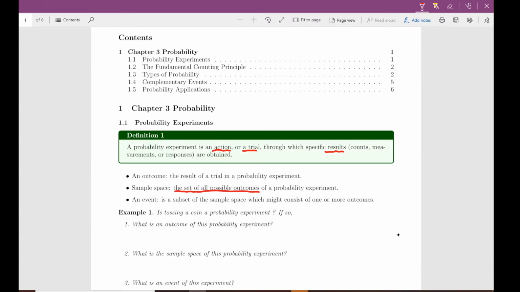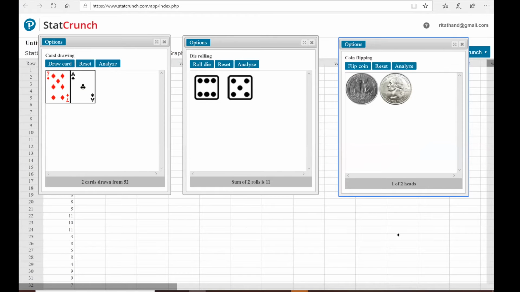Okay, and then what is an event? An event is a subset, right? It's not all the possible outcomes. It's just a subset of the sample space, which could be 1 or more outcomes, right? So an event in drawing a card could be drawing a heart, or drawing a diamond, or drawing a club, or drawing a spade.